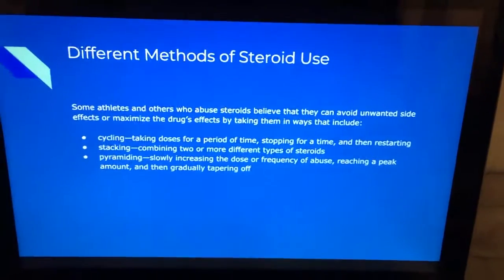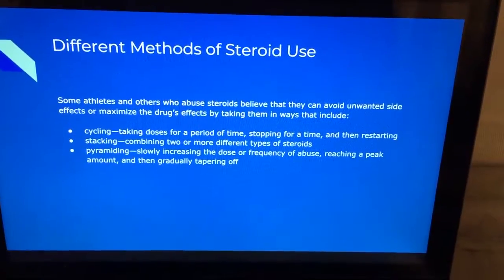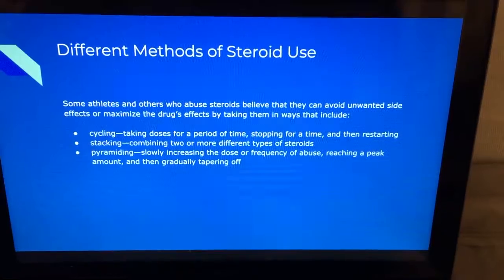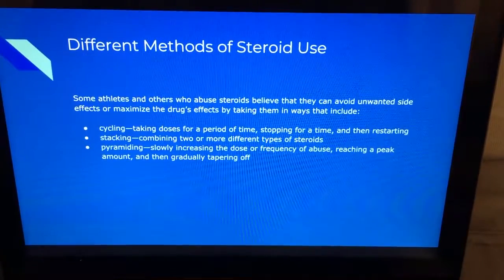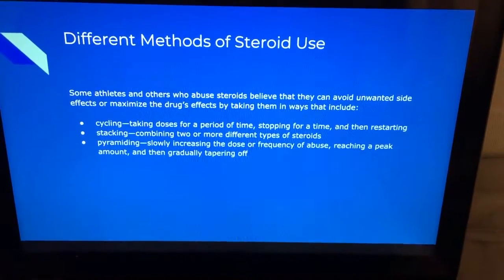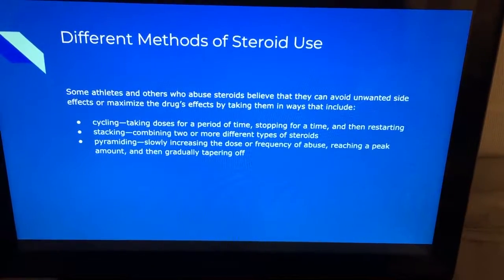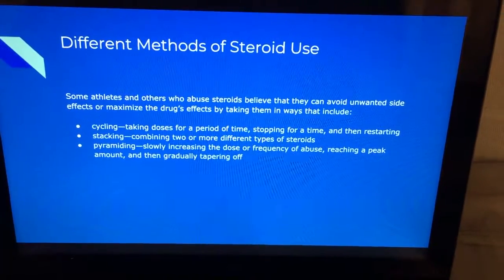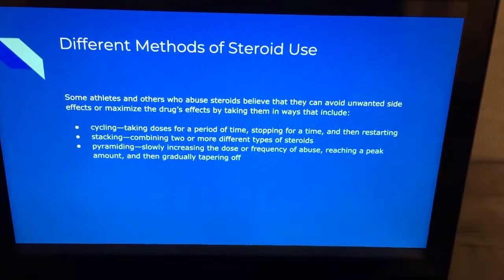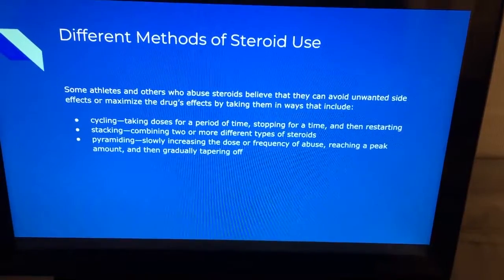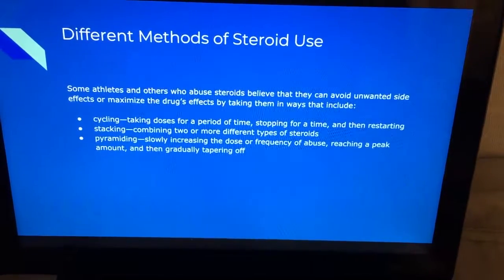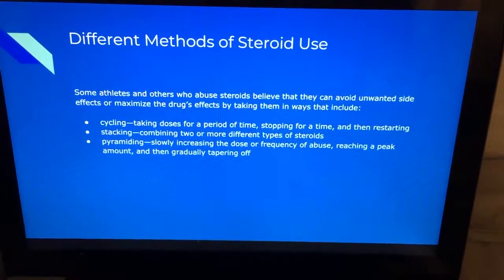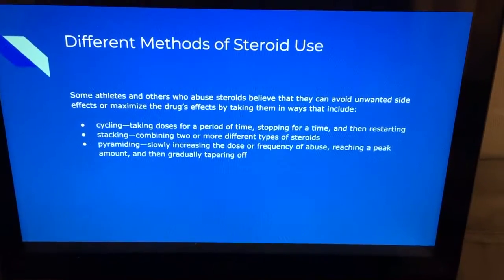So different methods of steroid use. Some athletes think that they can avoid the unwanted side effects and maximize the drug by using some of these methods, such as cycling, which is taking doses for a period of time, stopping, and then restarting. Stacking, which is combining two or more of the different types of steroids. And pyramiding, which is slowly increasing the dose or frequency of abuse, reaching the peak amount, and then gradually tapering off.